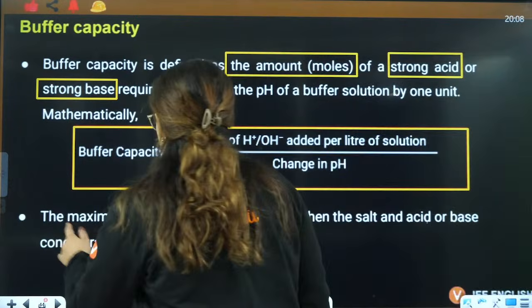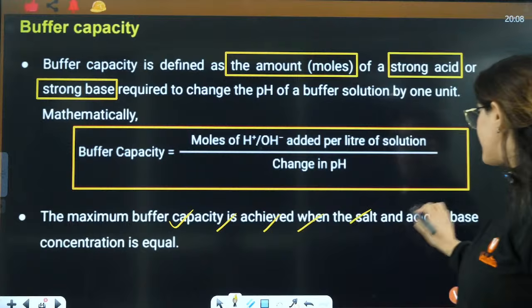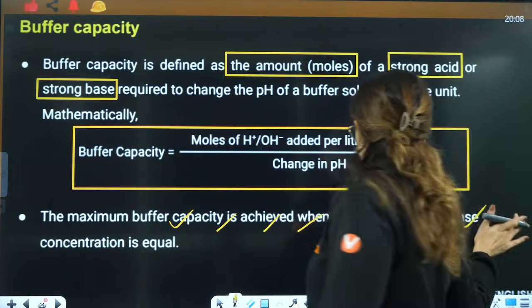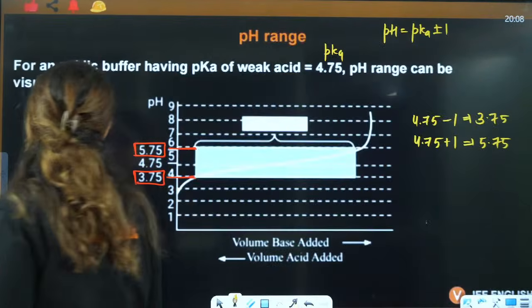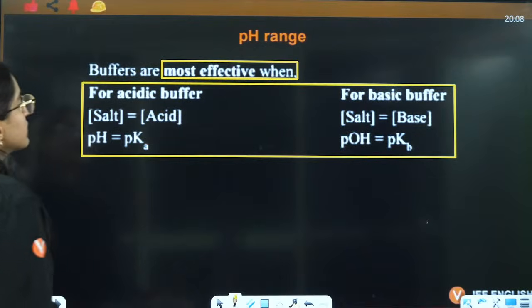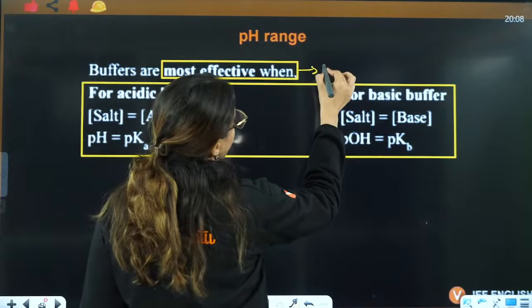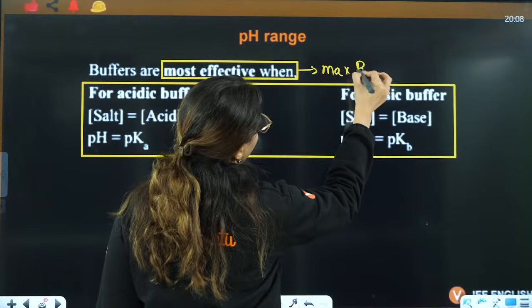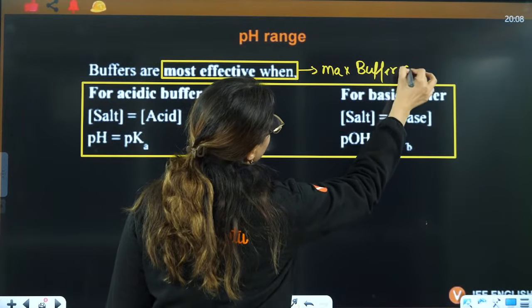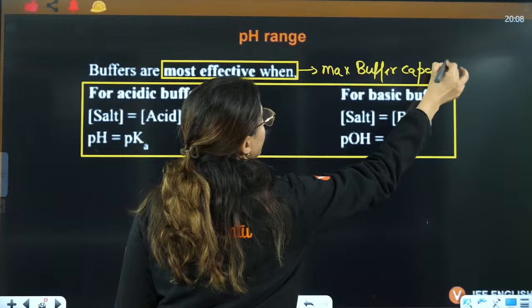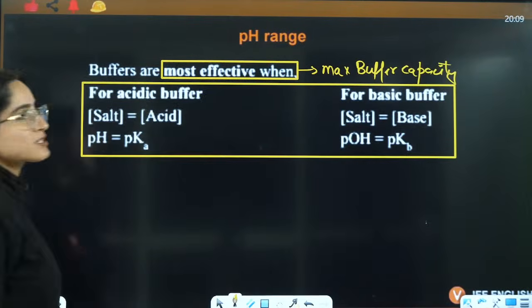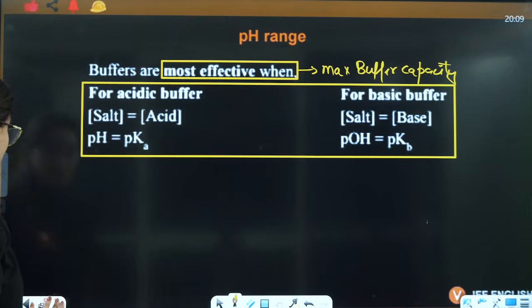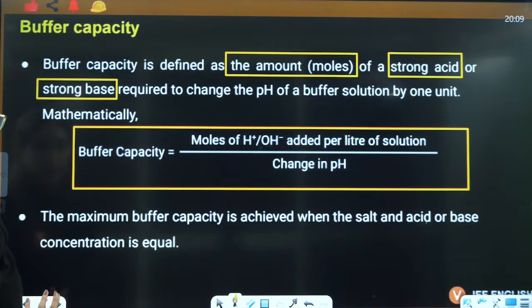Next, maximum buffer capacity is achieved when the concentrations of salt and acid or base are equal. So you can write this over here. This is the condition of maximum buffer capacity, when it is behaving most effectively, when a smaller number of this is required.